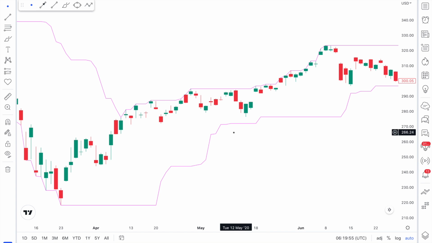An additional advantage of the price channel is it shows you the next level of either support or resistance, which can indicate to you your next target. Let me show you what I mean by this.